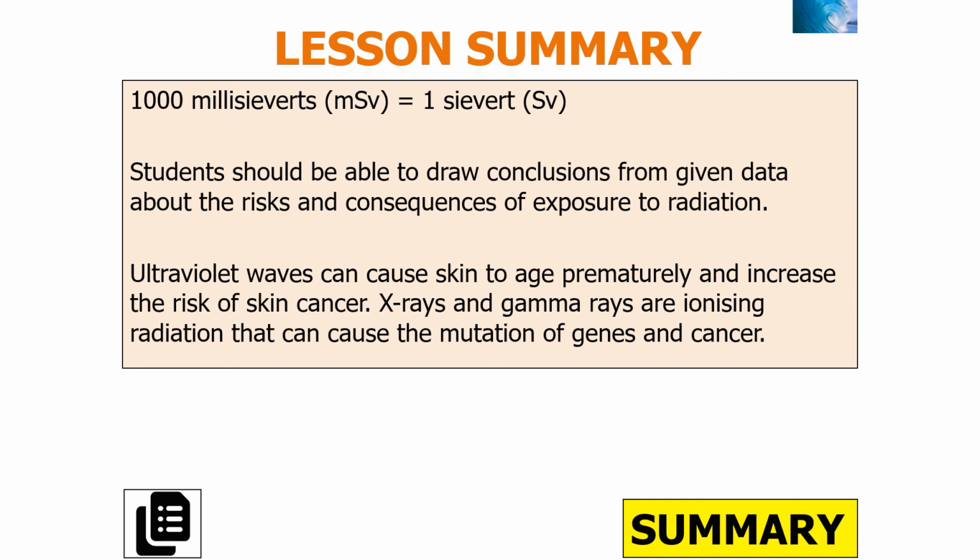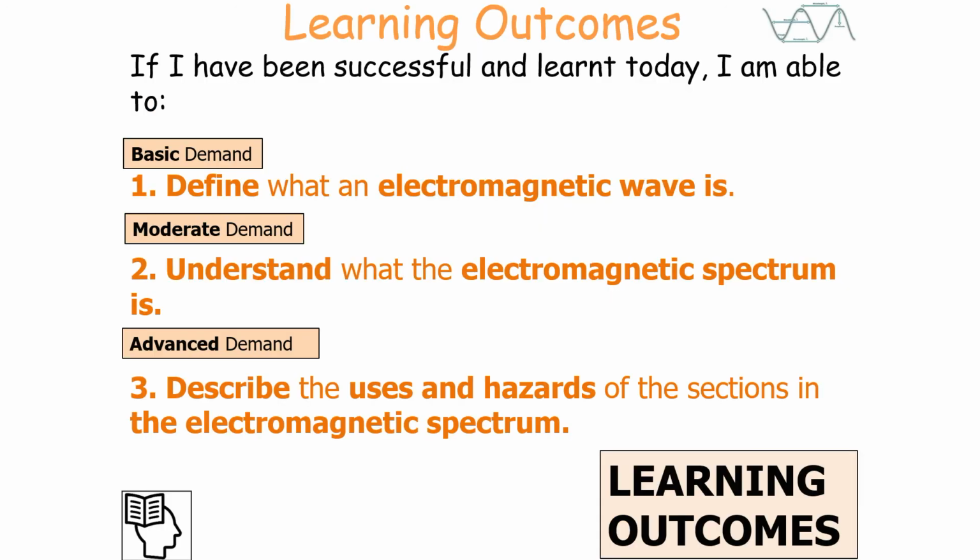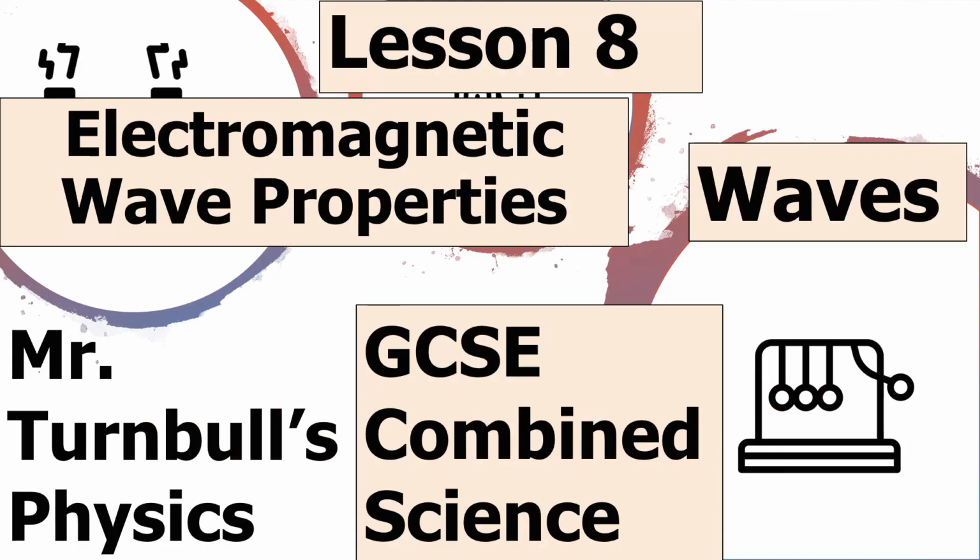Now, ultraviolet waves can cause skin to age prematurely and increase the risk of skin cancer. X-rays and gamma rays are ionizing radiation that can cause the mutation of genes in cancer. So if we've been successful and we've learned in today's lesson, we can define what an electromagnetic wave is. We understand what the electromagnetic spectrum is, and we can describe the uses and hazards of the different sections of the electromagnetic spectrum. I hope you've enjoyed today's lesson looking at electromagnetic wave properties, which is part of the waves topic in GCSE Combined Science.